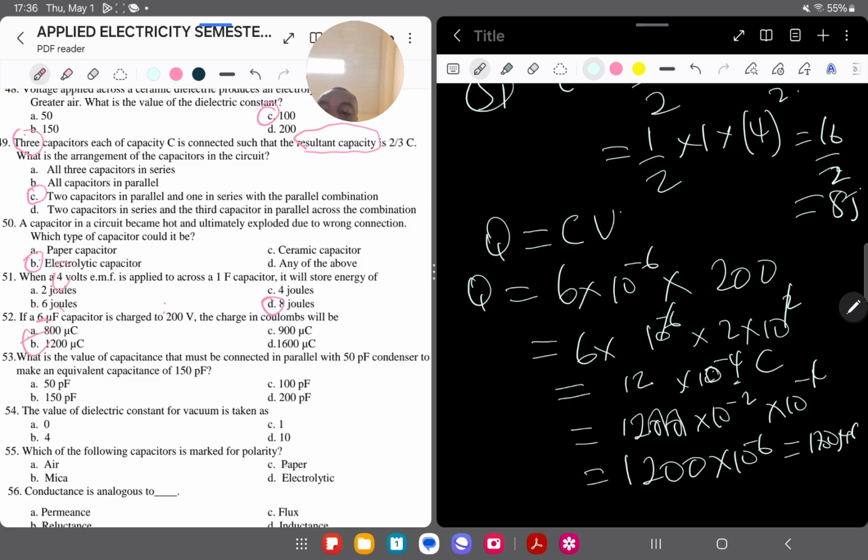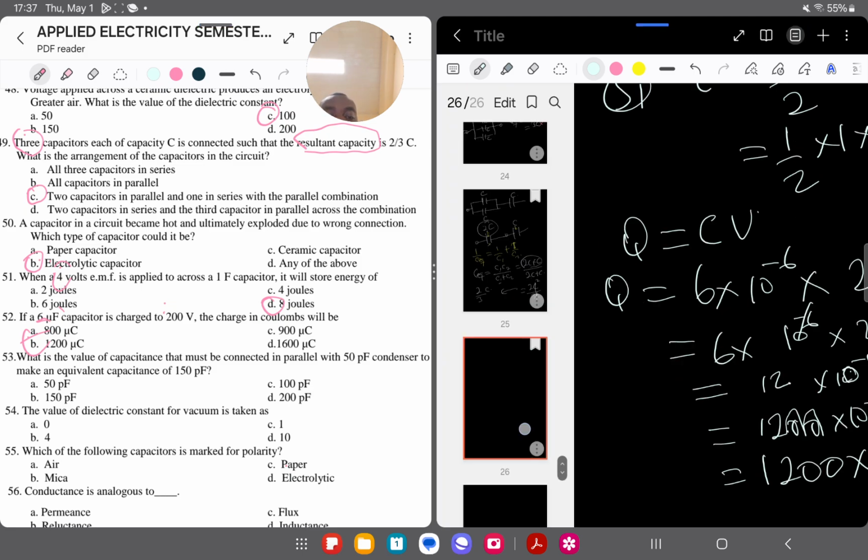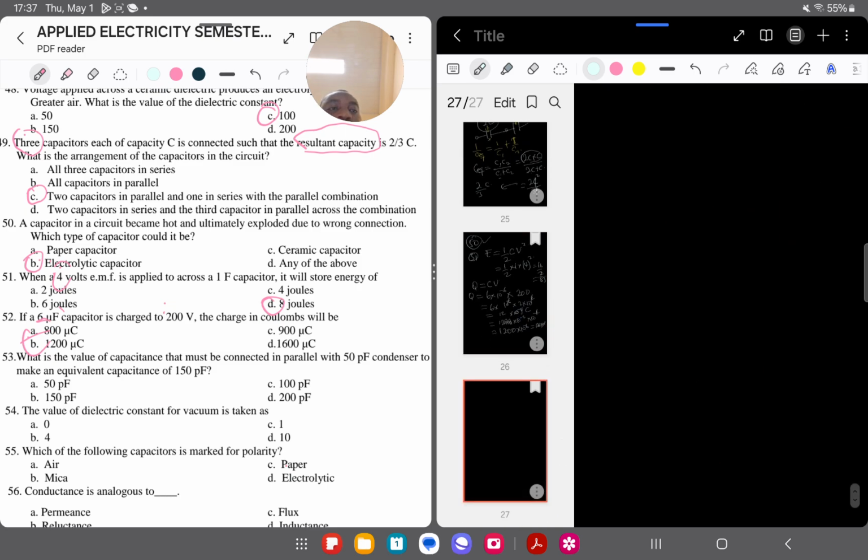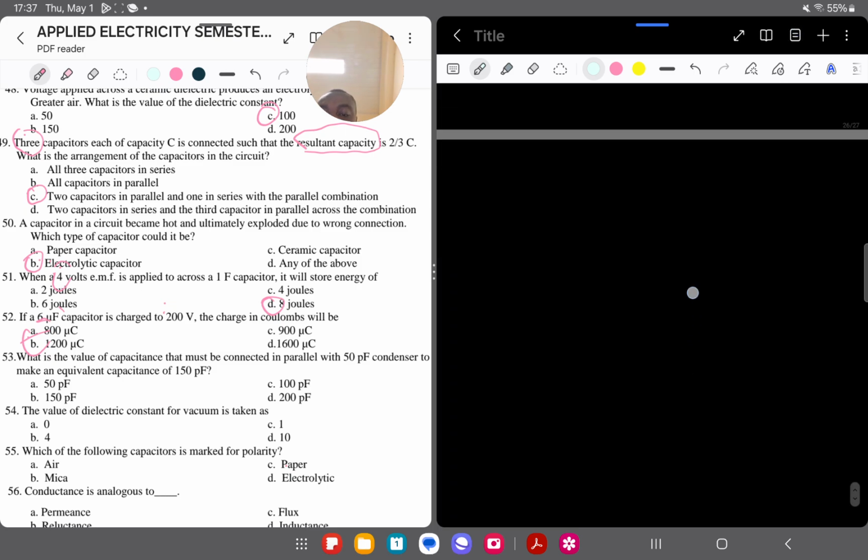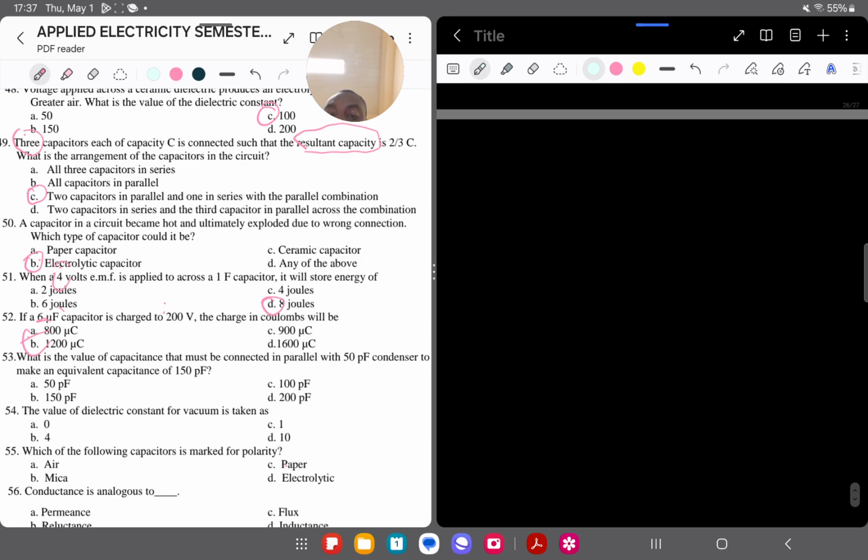What is the value of capacitance that must be connected in parallel with a 50 picofarad condenser to make an equivalent capacitance of 150 picofarad? So in this question, we are given the equivalent capacitance, right? So we are already given one. So we have 2 capacitors. Let's say one is here and another one, and we know they are connected in parallel, right?